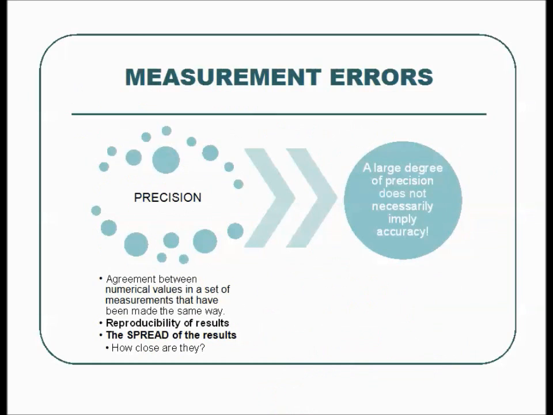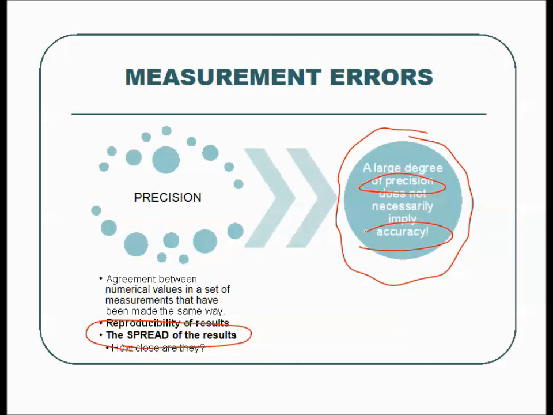Precision is reproducibility of results. How far apart are those values? By taking several readings and several measurements, you'll get a value for that. And this is important right here, this little statement: a large degree of precision does not necessarily mean that you are accurate. You can be precise without being accurate.